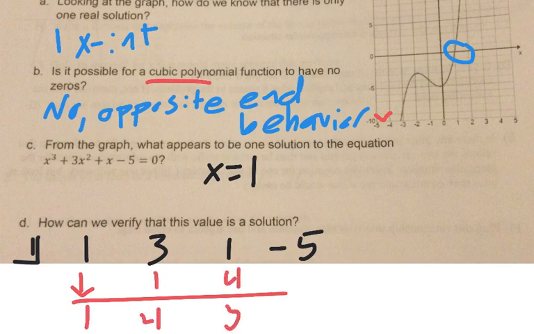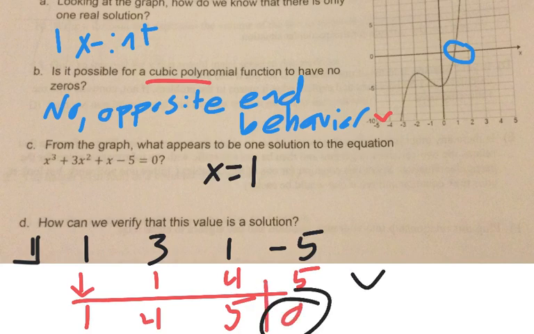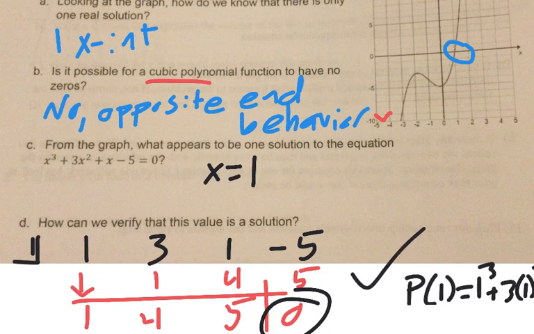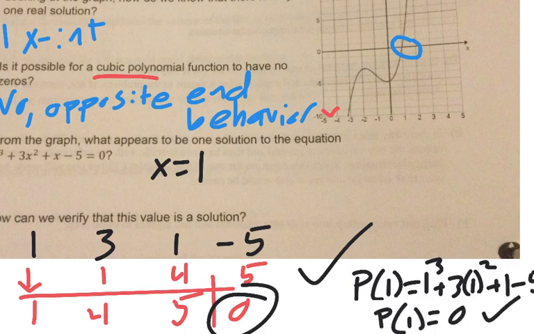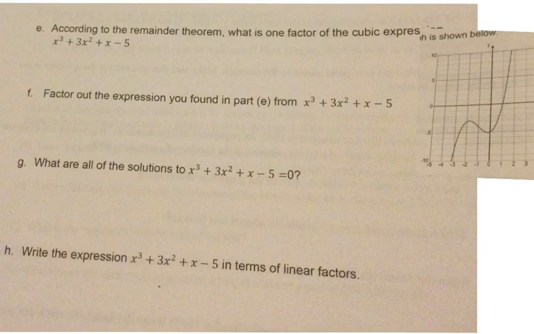1, 4, 5, 0. So because the remainder is 0, that means that 1 is a solution, 1 is a root. What they did is they plugged in 1 to the equation: 1 cubed plus 3 times 1 squared plus 1 minus 5. And then they showed that p of 1 is 0. That's another option that you have. E, according to the remainder theorem, what is one factor of the cubic expression? If 1 is a root, then x minus 1 has to be a factor.